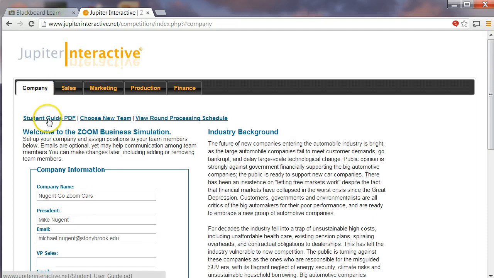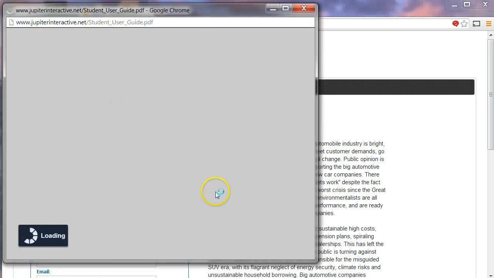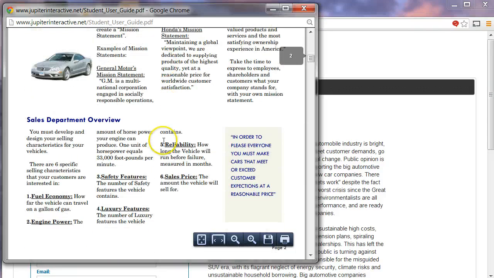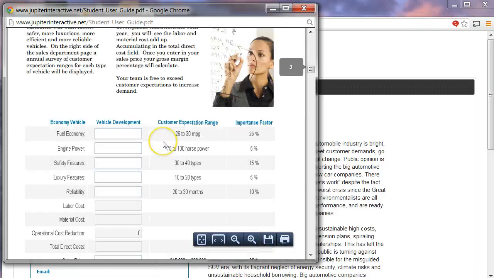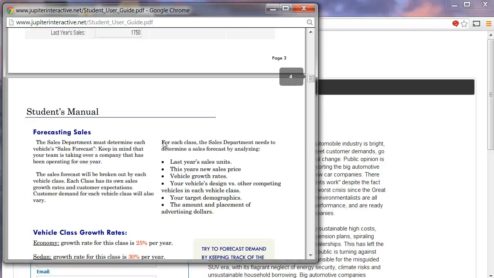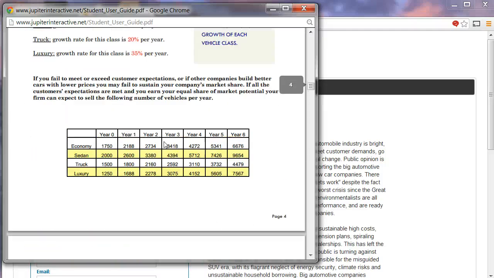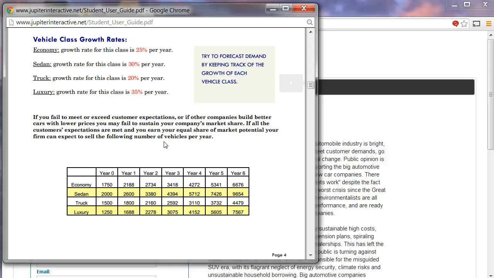Now, what's important is that you download and read the student user guide. The student user guide is a PDF that explains all about the simulation, and this is a must. If you're going to work with this simulation, you need to download this and read the user guide so you understand how the simulation works, all the functionality of it, and the purpose of the simulation.